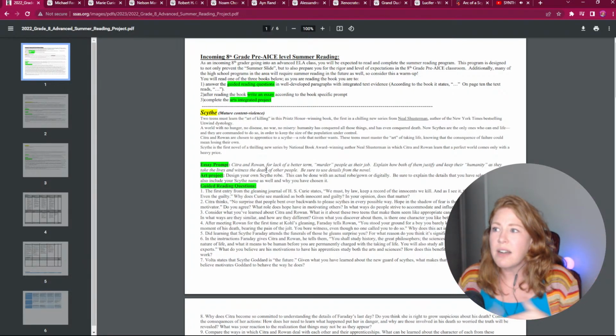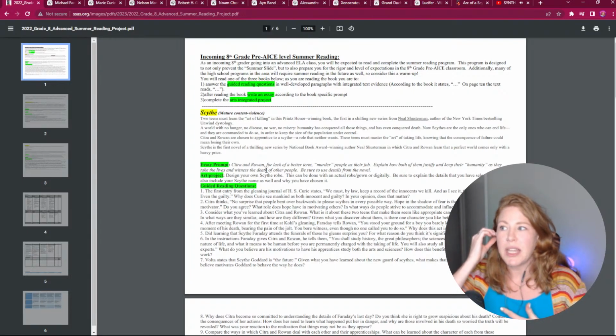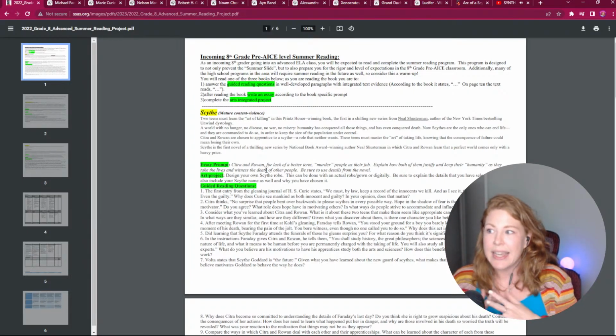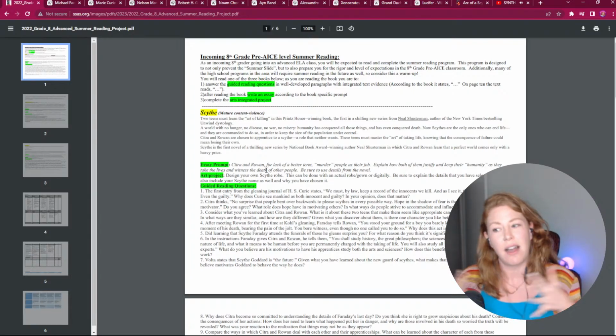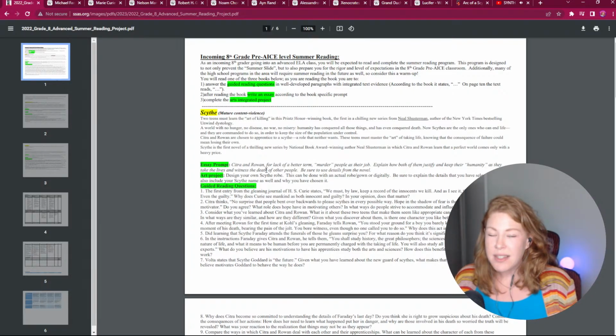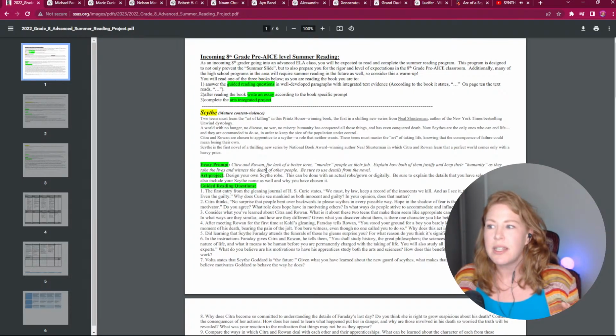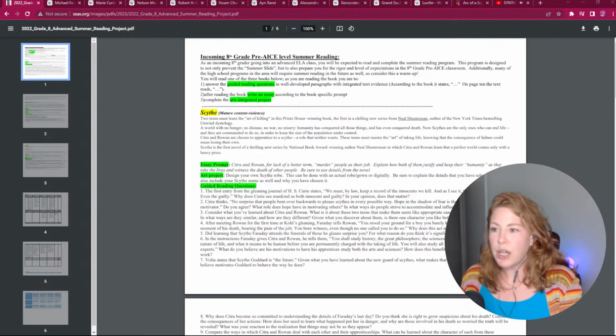So obviously they want you to read the book, but then they also want you to answer the questions. They want you to write an essay and do an art project. And this is for advanced students. So that's why they are requiring just a little bit more of you to complete some things for this project. So let's talk about it.